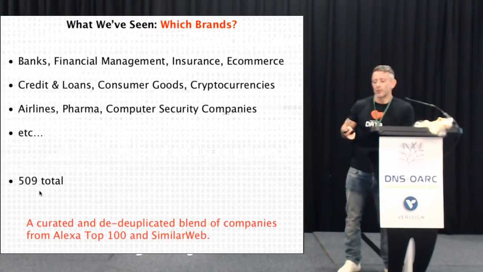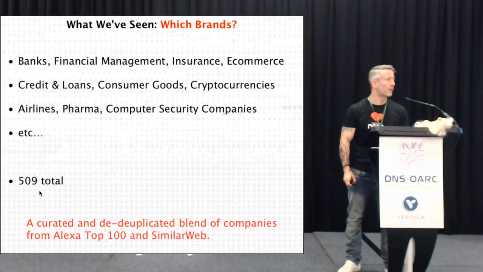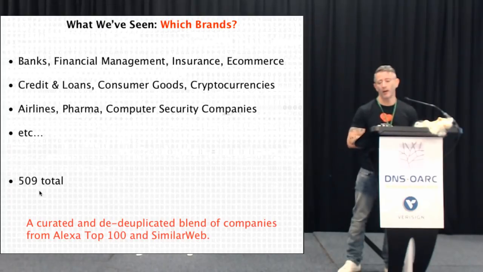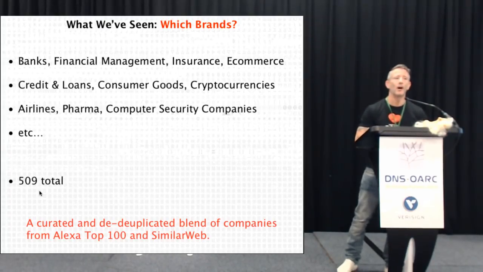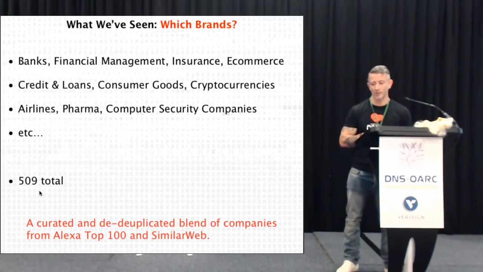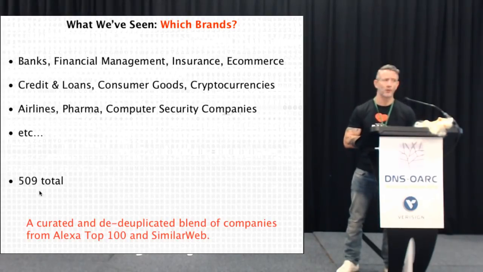So which brands did we choose? We picked exactly 509 different brands from a variety of different verticals, from, of course, banking and financial management and such, but also airlines, pharmaceuticals. Cryptocurrencies was a last-minute add several months ago because of all the fervor last year. And there's been a lot of phishing in the crypto world, so I wanted to see if I could instrument some of that. I didn't focus on ICOs, mainly just exchanges. I got a lot of these from both Alexa and SimilarWeb, a manually curated, deduplicated list, and wound up with 509 brands currently.